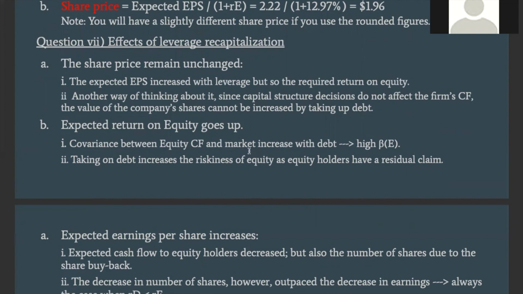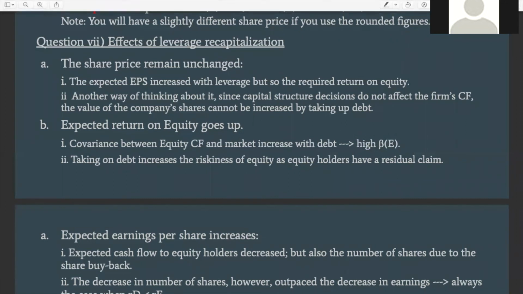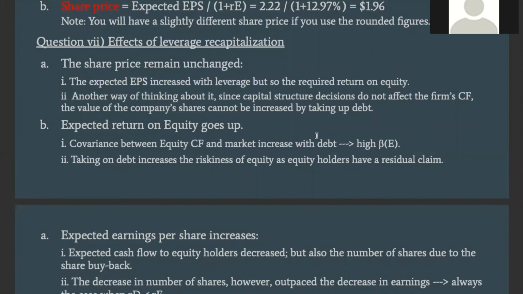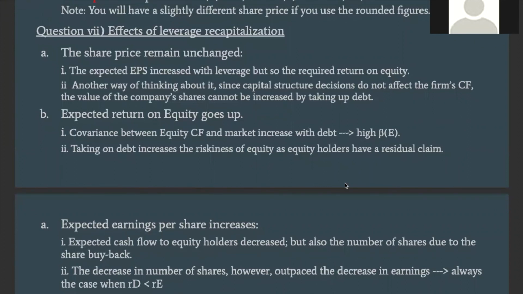Now whatever cash flow the project gets, it has to deduct the cash flow to debt holders before you get the cash flow to equity holders. Debt holders are always first in line, so they have to be paid before the equity holders. Another way of thinking about this is that the beta of equity goes up with the new amount of debt. So taking on debt increases the riskiness of equity, as equity holders have a residual claim. They are always the last to be paid. If there is a bad time when the cash flows of the project do not exceed the cash flow to the debt holders, the equity holders will not get anything back. This is an extra risk for the equity holders.